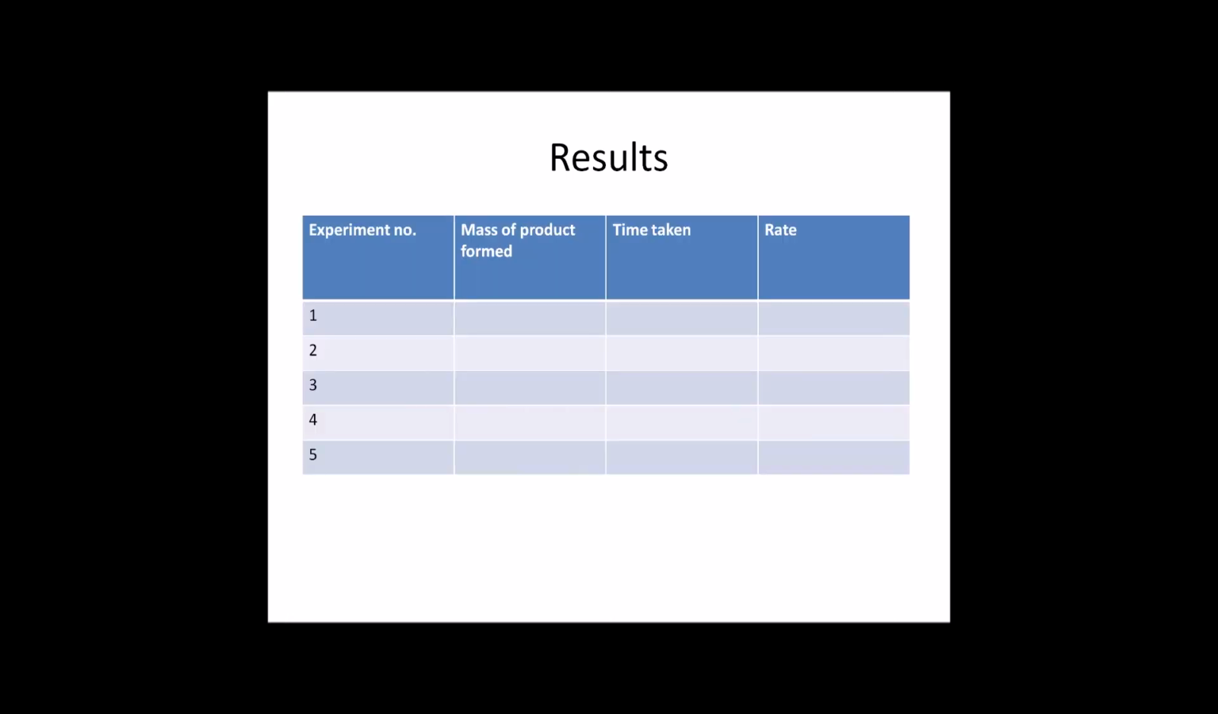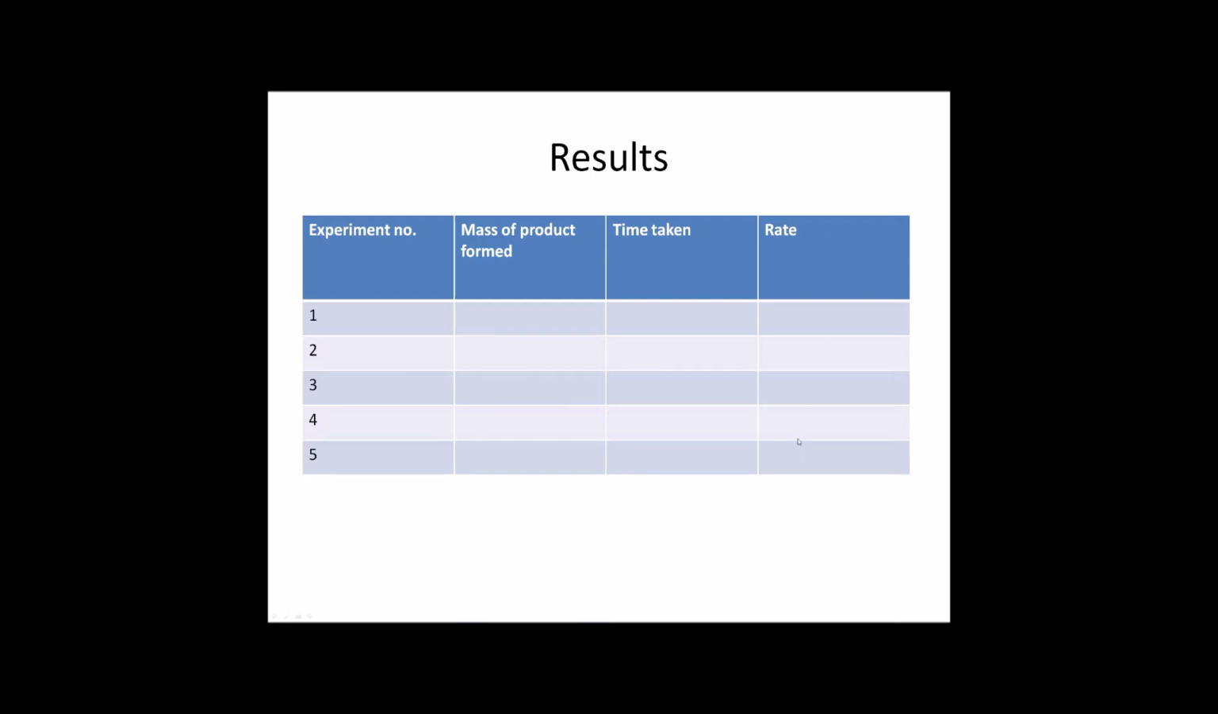For any practical, required or otherwise, you are expected to be able to create a results table and fill this in and work out information based upon this. So here is a sample results table. In column number 1, we've got our experiment numbers, so experiment 1, experiment 2, experiment 3, experiment 4, experiment 5. We've got our mass of product formed column, time taken column, and our rates column.